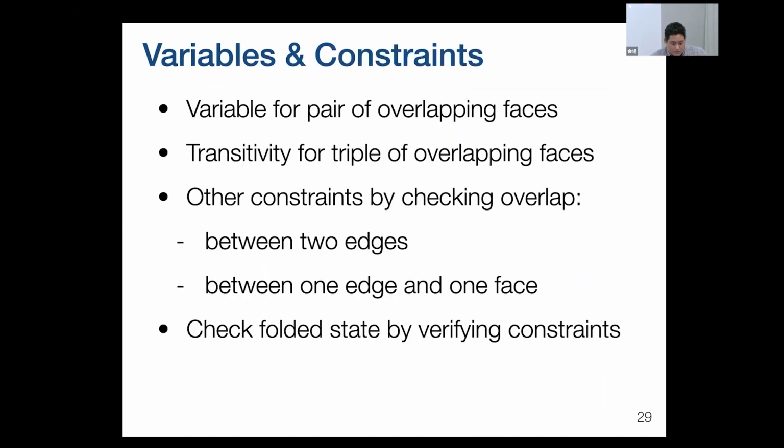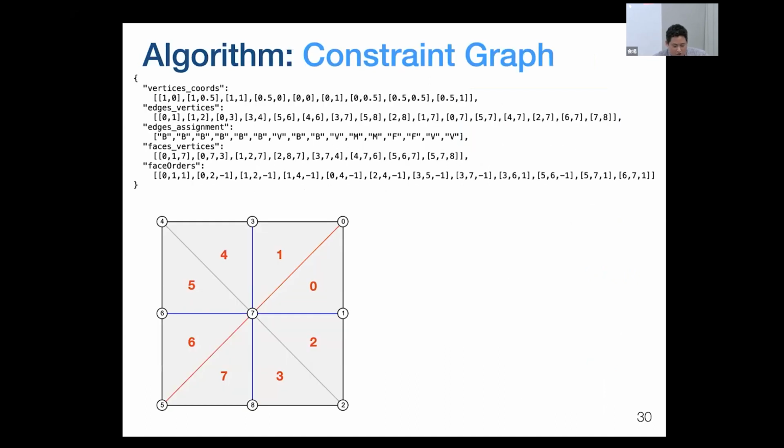Okay? So we have a bunch of variables that we compute and a bunch of constraints, and we check the folded state. This gives an n-cubed algorithm where we can directly compute whether a folded state is correct by just computing all of the constraints and verifying whether the assignment of those variables is correct. So that gives a clear n-cubed algorithm.